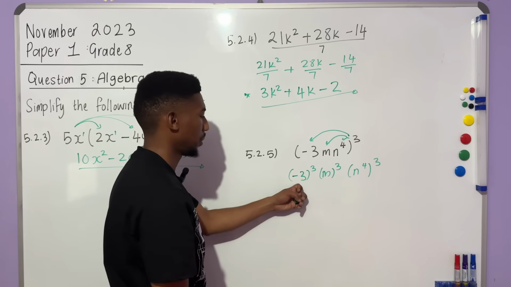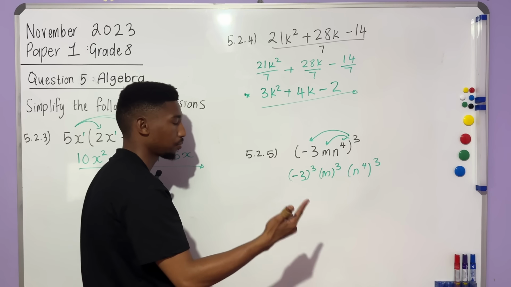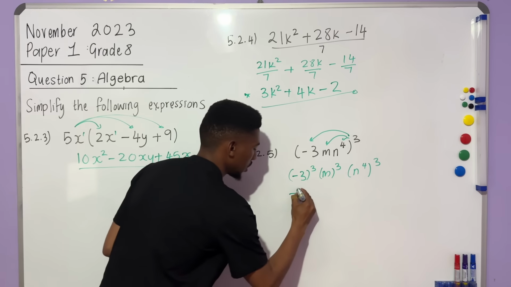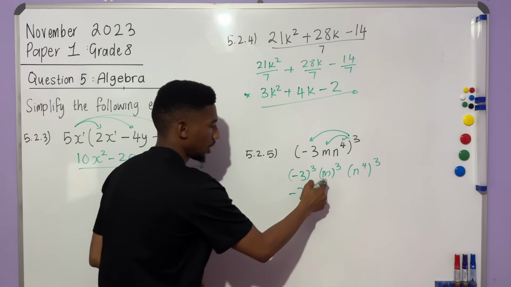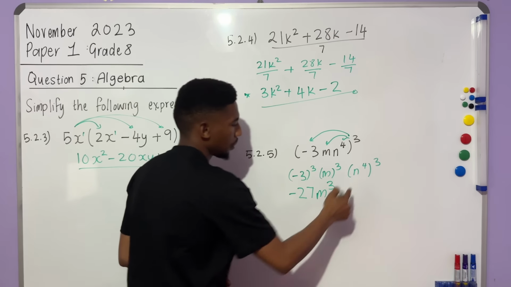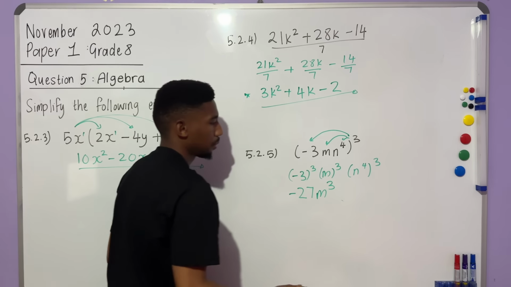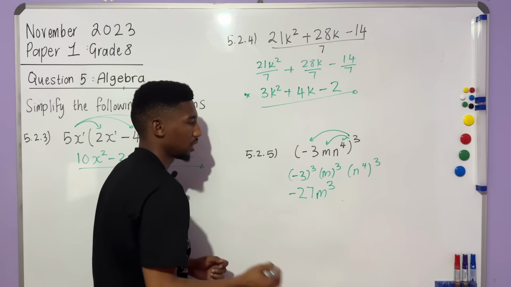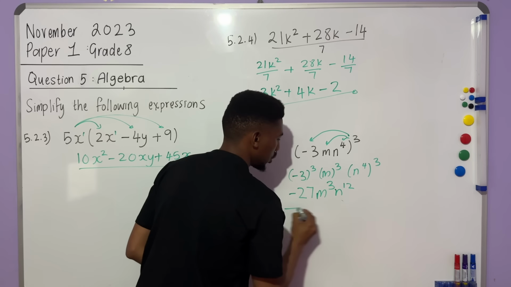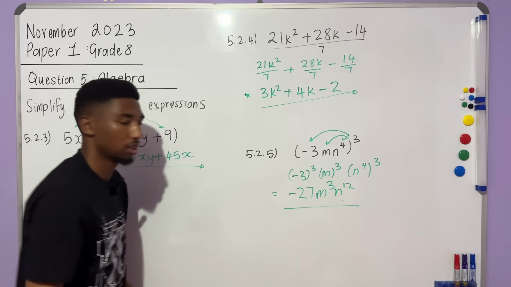Then when we have minus 3 to the power of 3, that means minus 3 times minus 3, which is 9, times minus 3, which is minus 27. M to the power of 3 is simply m to the power of 3, but where it changes is when there is an exponent and in brackets an exponent also. So when it's double exponents, you multiply. So then it's going to be n to the power of 12, because 4 times 3 is 12, and you stop your expression right there.